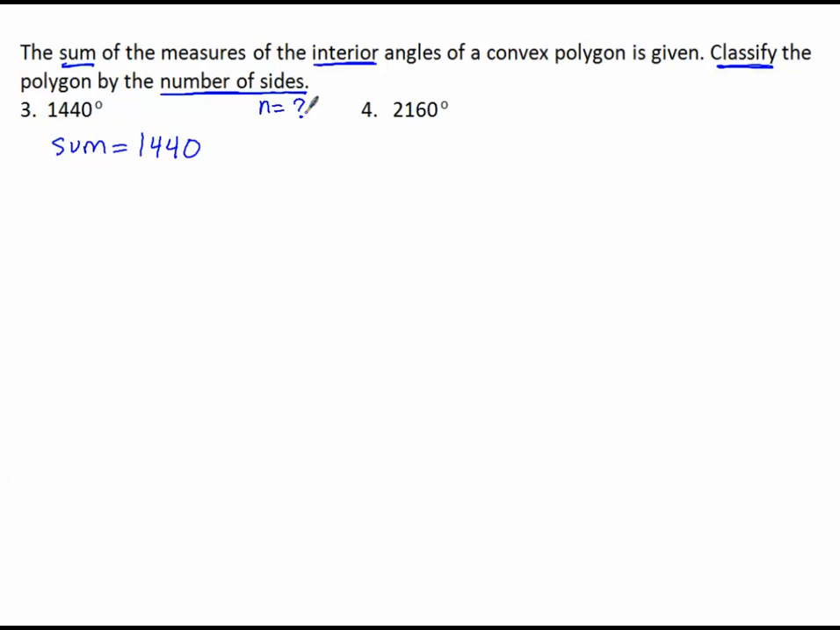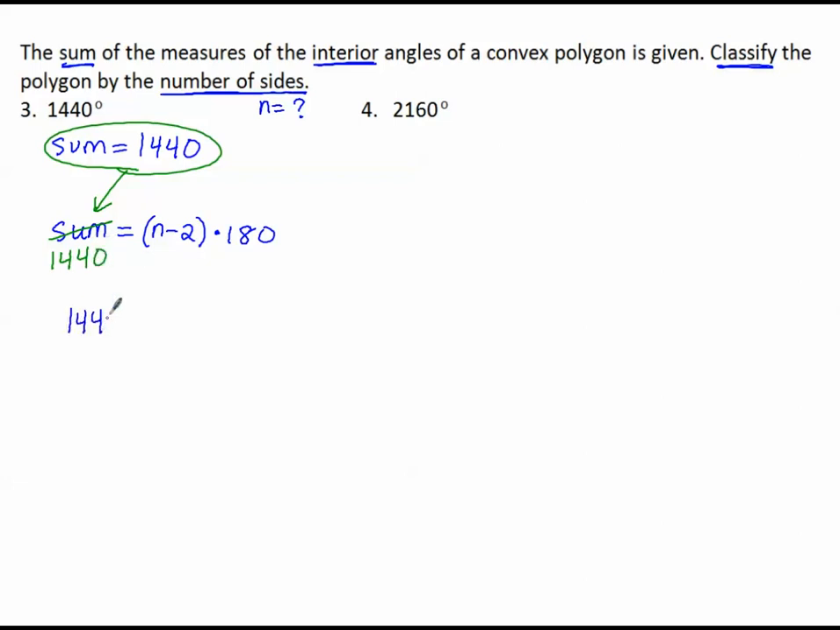Well, remember our polygon interior angle theorem. The sum equals n minus 2 times 180. What part of this was given to us? Not the n, we need to find that. We are given the sum. So we're going to take what the sum is and put it in there. 1,440 in this case. Let's go ahead and write that equation. 1,440 equals n minus 2 times 180.